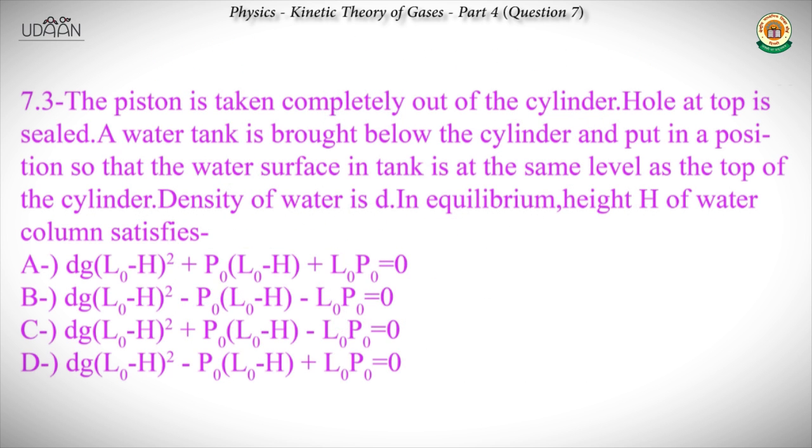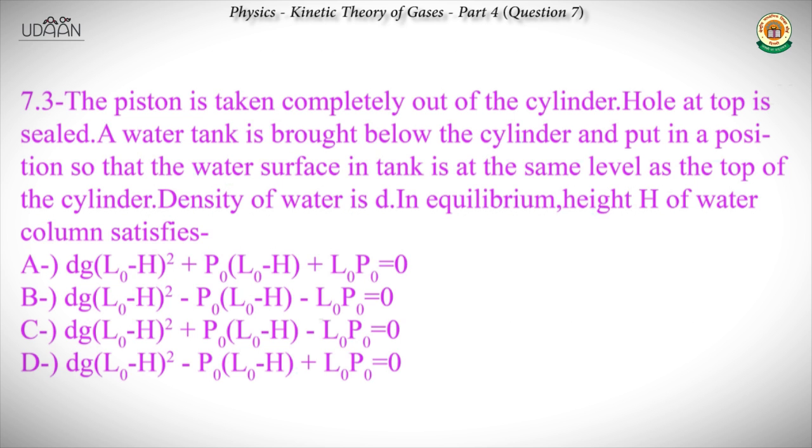Now the last part of the question is that the piston is taken completely out of the cylinder. The hole at the top is sealed. A water tank is brought below the cylinder and put in a position so that the water surface in the tank is at the same level as the top of the cylinder. Density of water is D. In equilibrium, height h of water column satisfies which of the following conditions?